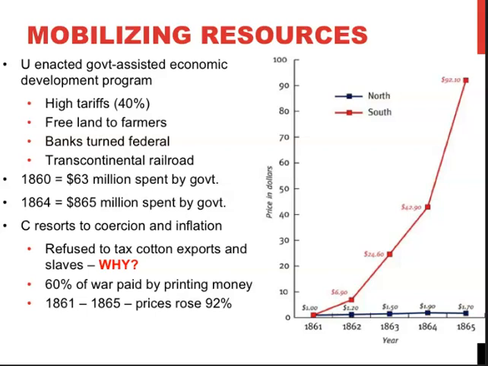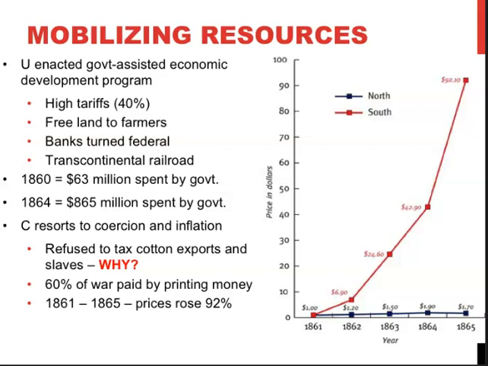They gave free land to farmers. The banks turned federal, and the Union also was working on this transcontinental railroad, the ability for a railroad to go from ocean to ocean, from the Atlantic to the Pacific. And that was hugely influential in the Union being able to get the necessary resources and supplies and finances.